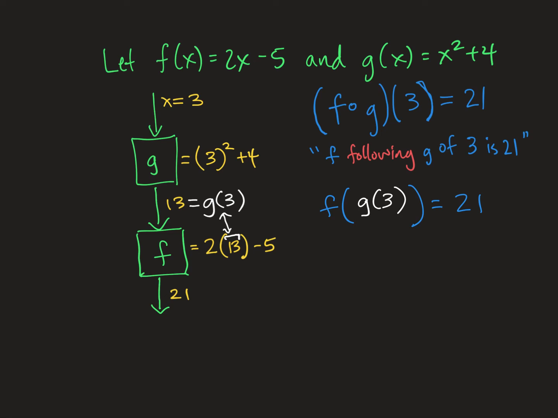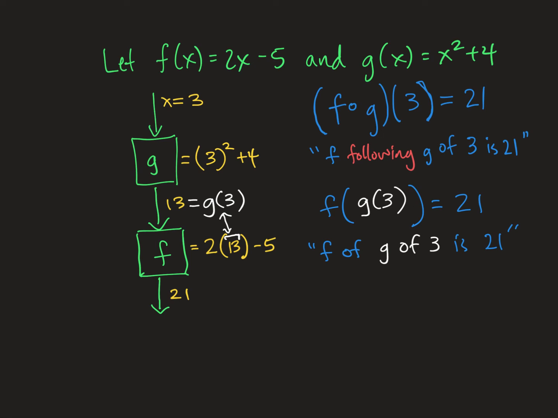So if I were to read this out loud, this would be read as f of g of 3 is or equals 21. Okay? So what I want to point out here is this is one way that I can write this composition down. F following g of 3 is 21, or I can write it like this. F of g of 3 is 21.